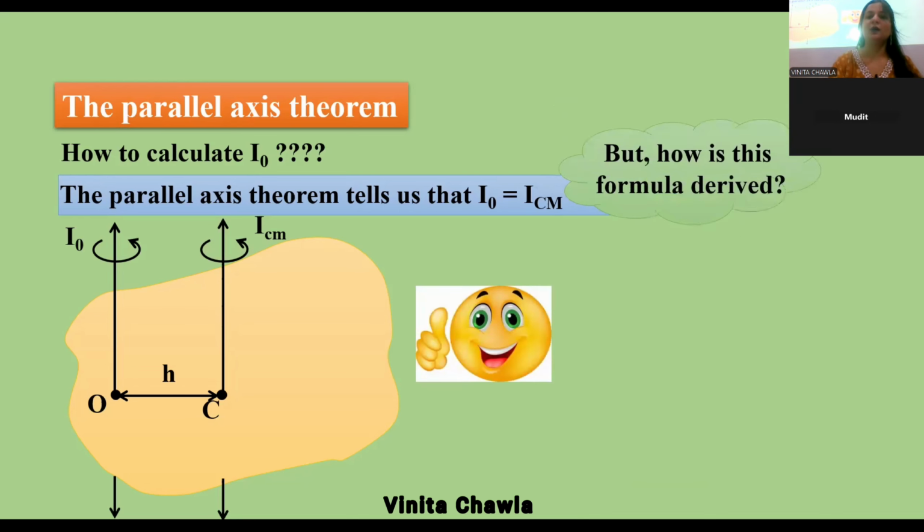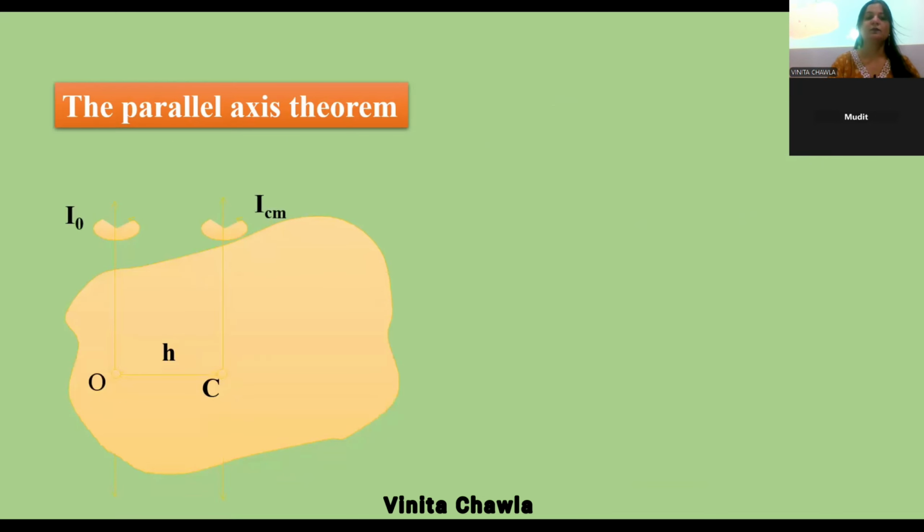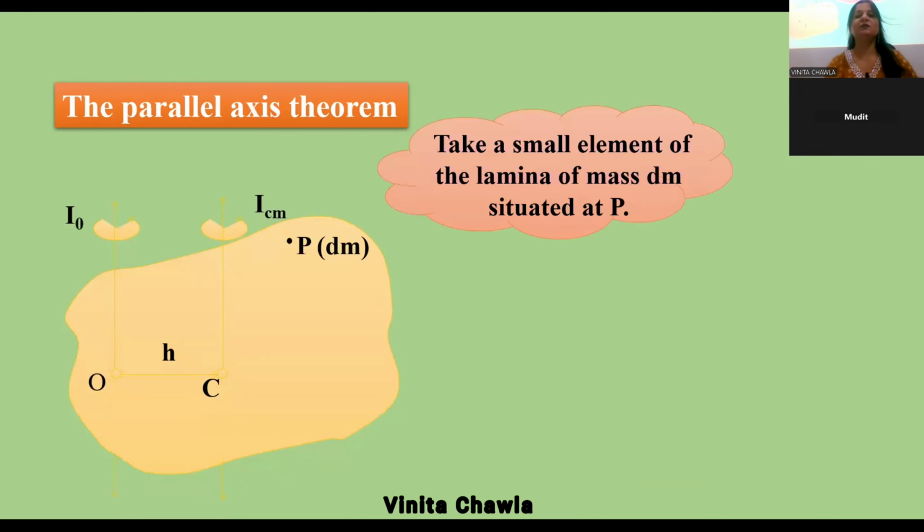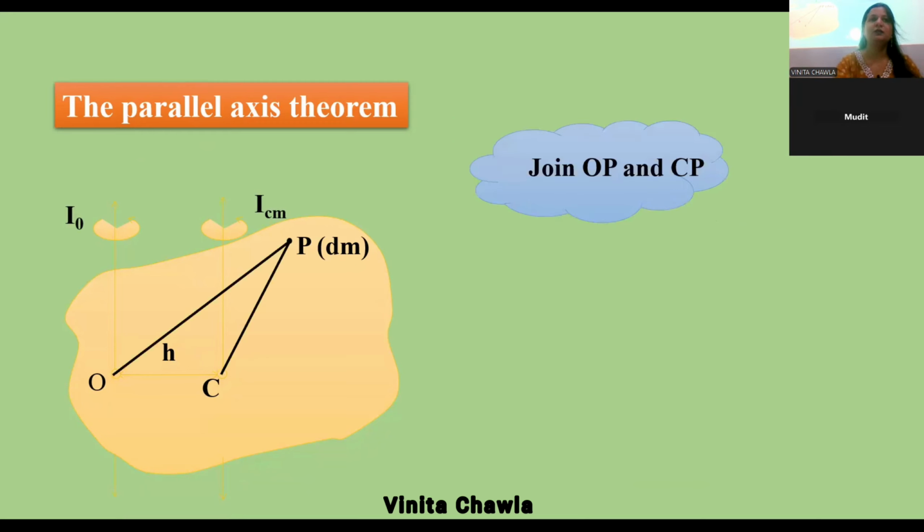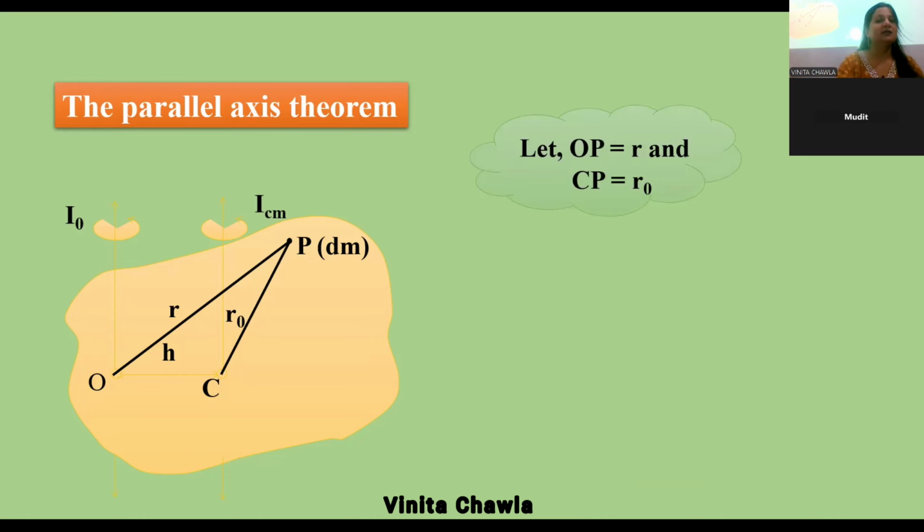So but how is this formula derived? Now this is a question, so let's see. Take a small element of the lamina of mass dm situated at P. If we consider a small mass at point P of mass dm, dm is a very small mass. Now the distance of this point mass from these two points O and C, we can take from C as R naught, and from O as R. So OP is equal to R and CP is equal to R naught.